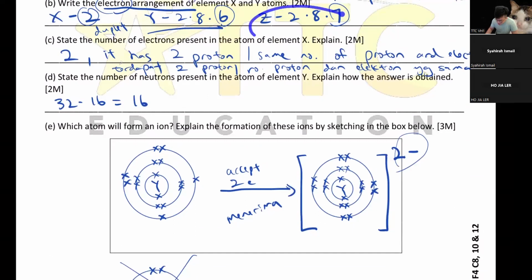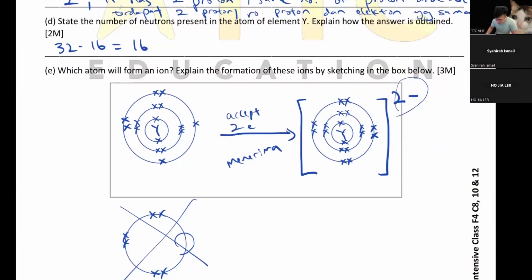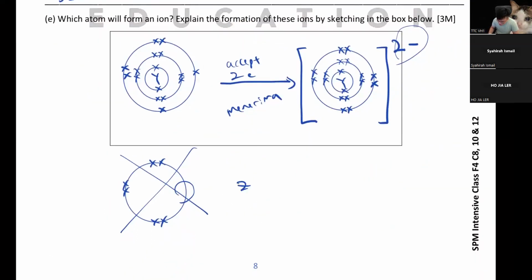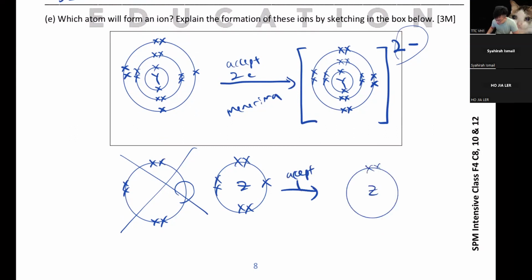Okay, so Z, if you want to do Z, is the same. Let me draw Z. I just draw the outer shell. Z, the outer has 7. So Z will accept 1 electron, so Z will become full outside. And then this is negative.